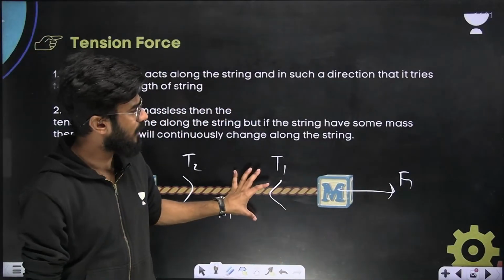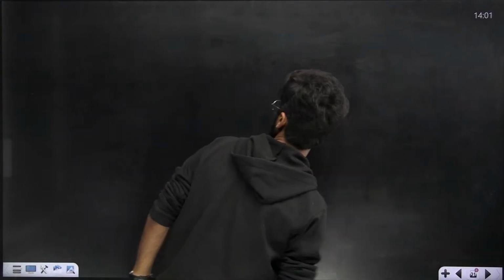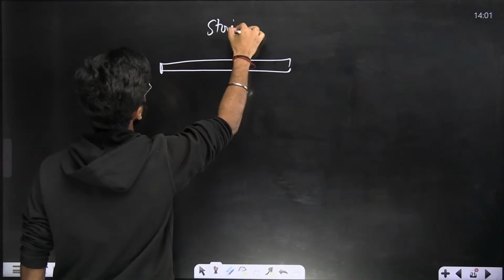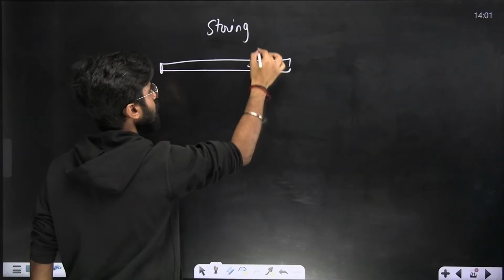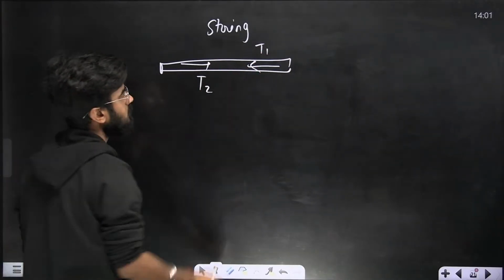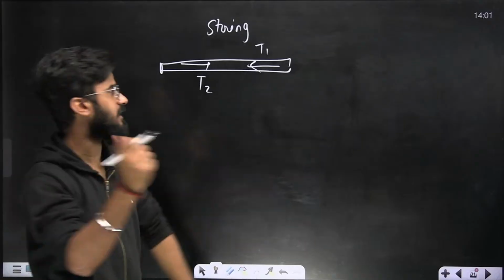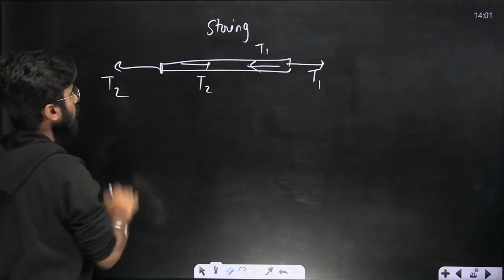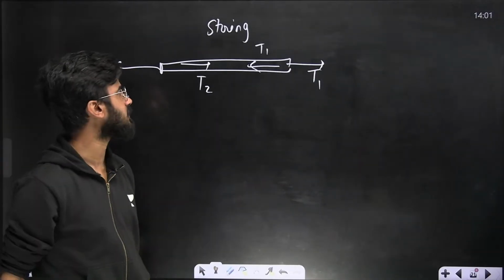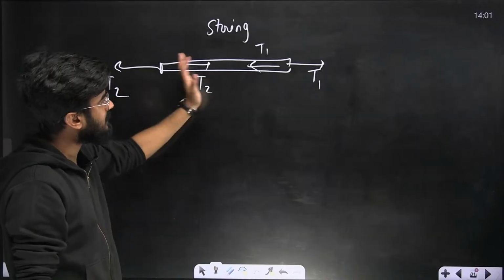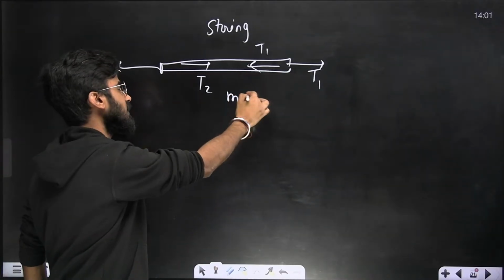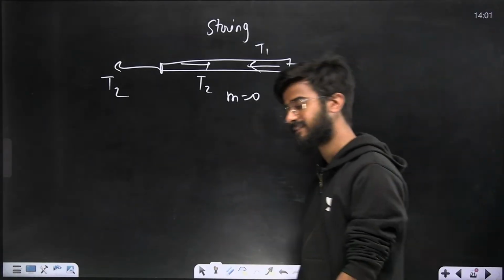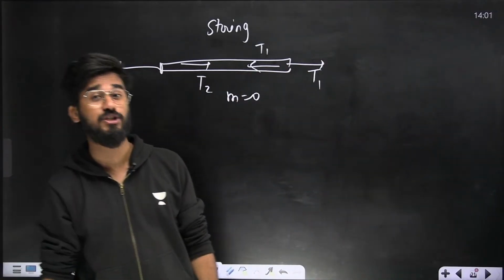Now just look at this tension. First of all, look at this particular rope. This is the string or rope, and there is tension T1 and T2. Or we can simply say that this is pulled in this direction, so this is T1 and this is T2. Because this string is at rest, we can simply say this string is massless. We will have to notify this thing, that the string should be massless. Now we'll be finding the relation between these tensions T1 and T2.